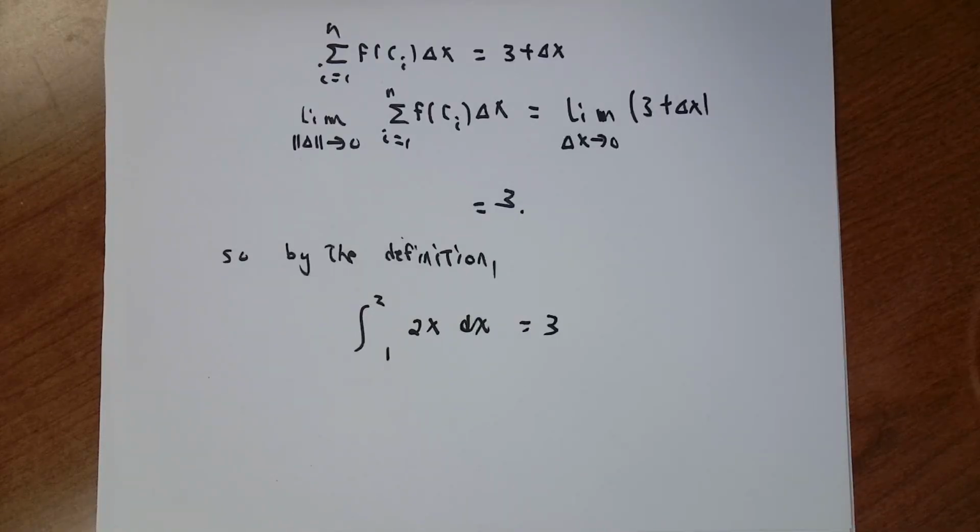So using the definition, the definite integral from 1 to 2 of 2x with respect to x is 3, which is what we knew we were going to get, but this is the definition. It should be obvious that working with this is even worse than working with the definition of the derivative, so we're going to be clever here.